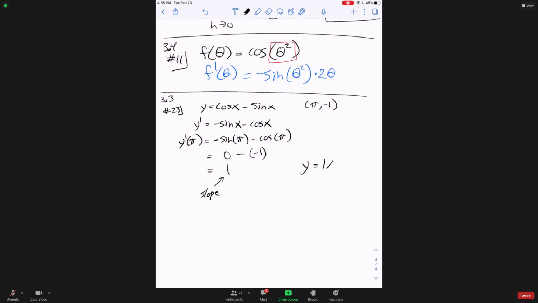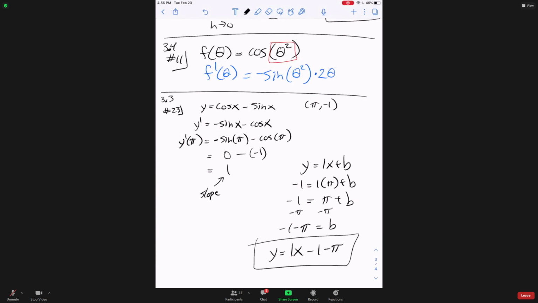So we've got y equals 1x plus b. That's the m. Now I need to figure out what b is. Well, I know it goes through the point pi comma negative 1, so we'll plug that in. Negative 1 equals pi plus b, minus pi from each side. b equals negative 1 minus pi. So the final answer is y equals 1x, or just x, plus b, which is minus 1 minus pi. This was 3.3, number 23.